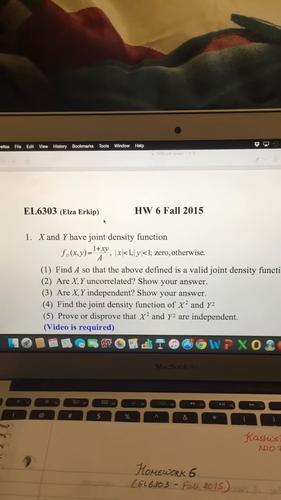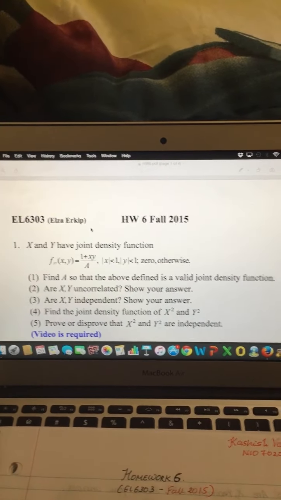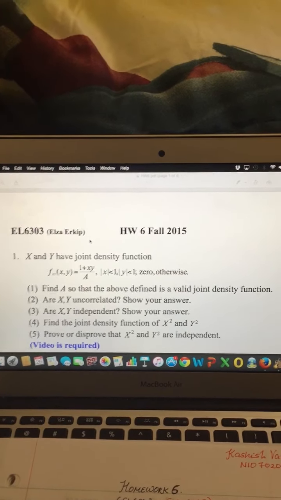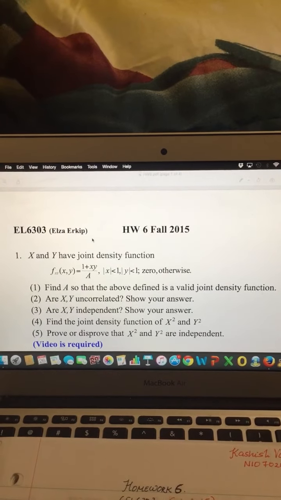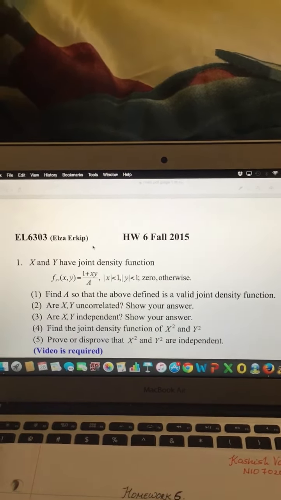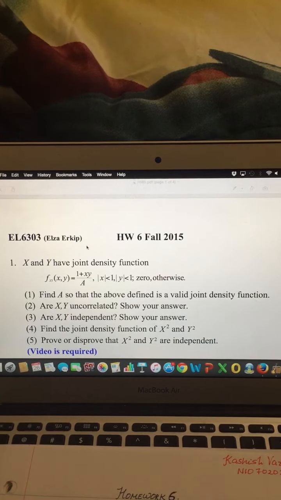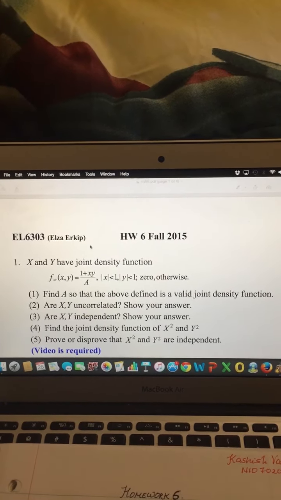So first, looking at the joint density function, f of xy is equal to (1 plus xy) upon a, where mod of x is less than 1 and mod of y is less than 1, and it is 0 otherwise. What they mean by mod of x less than 1 is basically that x goes from minus 1 to 1, and mod of y less than 1, again y goes from minus 1 to 1. Our first question is to find a so that the above defined function is a valid joint density function.